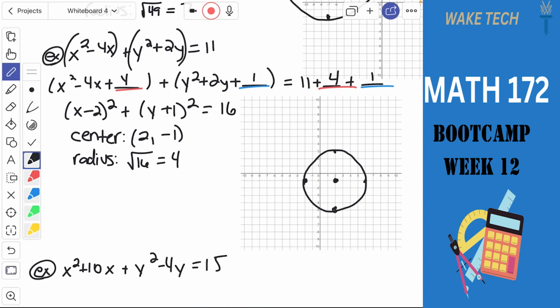If not, I'm going to give you some time to try completing the square with this one. It's another circle. Both of these are still circles. We'll talk through this one in just a moment, but I want to give you some time to have a shot at it first.